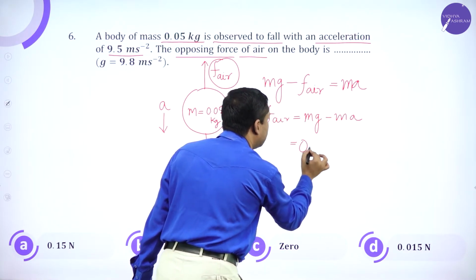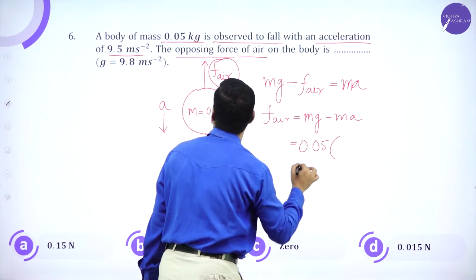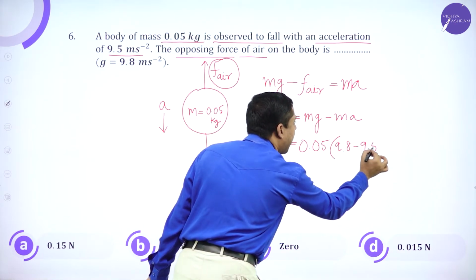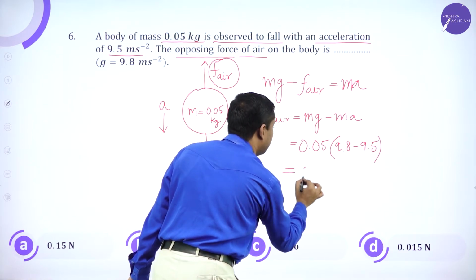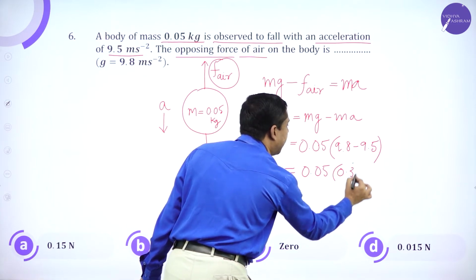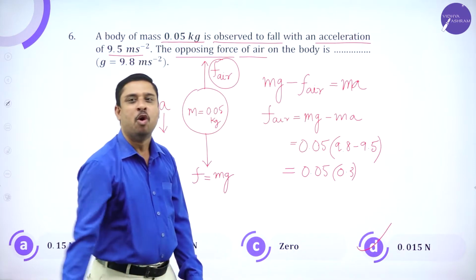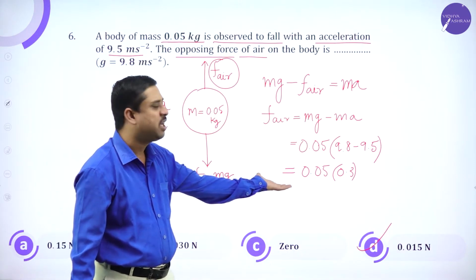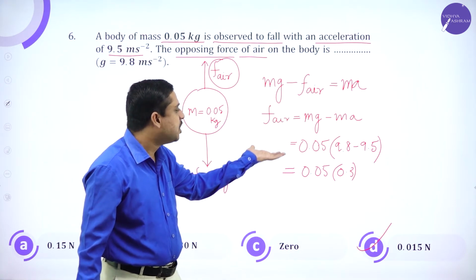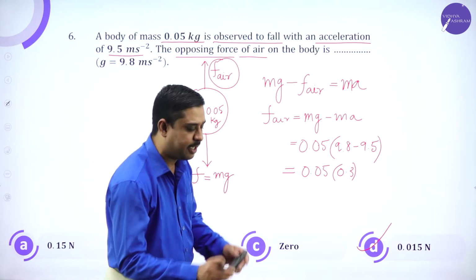How much is m? 0.05. g is 9.8 minus a, 9.5. 0.05 into 0.3. What should be the answer? 0.015 Newton. See, so trivial. Just to know the concept, rearrange, substitute. It doesn't take more than 1 minute to answer.